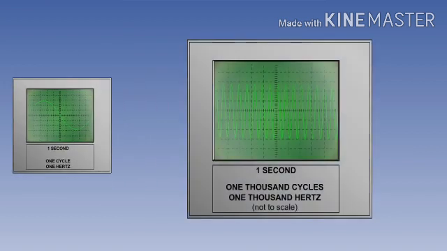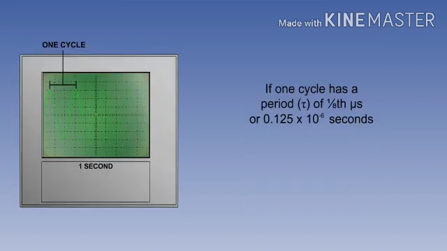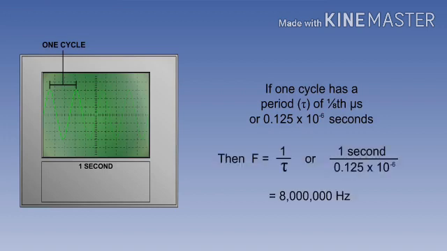If there are 1,000 cycles per second, the wave will have a period of 1/1000th of a second and a frequency of 1,000 hertz. If a radio wave takes 1/8 of a microsecond to complete one cycle, that is 0.125 of a microsecond, we can see that it has a frequency of 8 million cycles per second, or 8 million hertz.